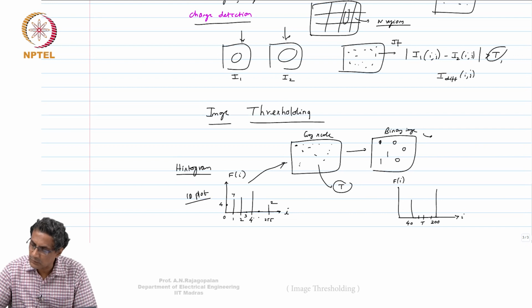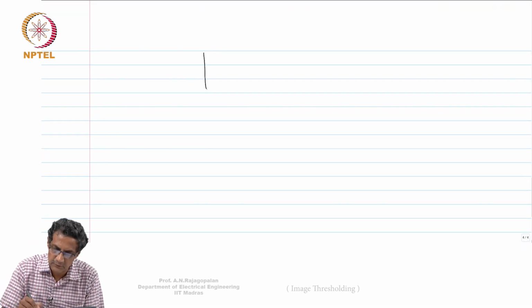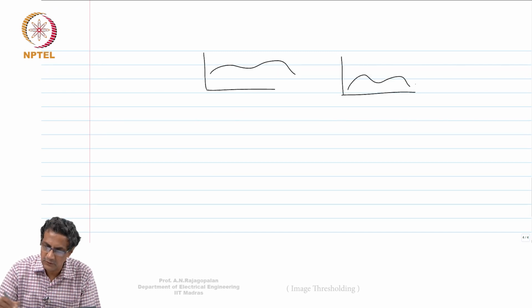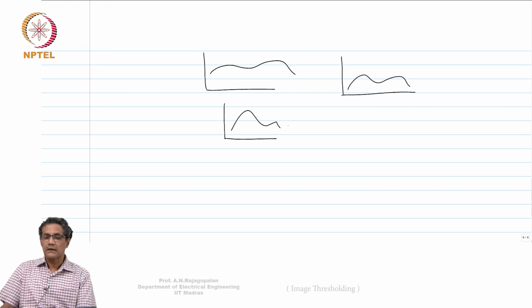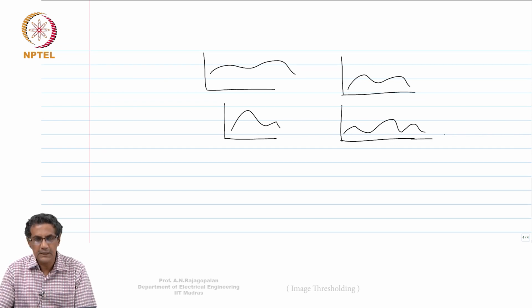What you will normally encounter is something like this. You will actually encounter a histogram. Suppose I try to draw a continuous curve, you might get something like that, or something like this, and so on. You need not have just two modes, and sometimes you might also get a multimodal histogram and so on.